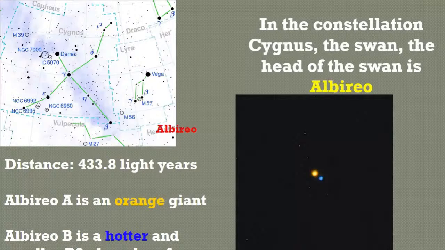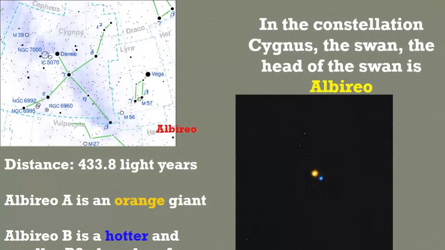Albireo is what I go to when I start viewing and when I finish viewing, because it's beautiful. It just knocks my socks off. I love this thing. We've got this beautiful orange and blue combination, and I can look at it for a long time. But I'll look at it for a few minutes and say, okay, optics are pretty good. I'll go elsewhere up here.